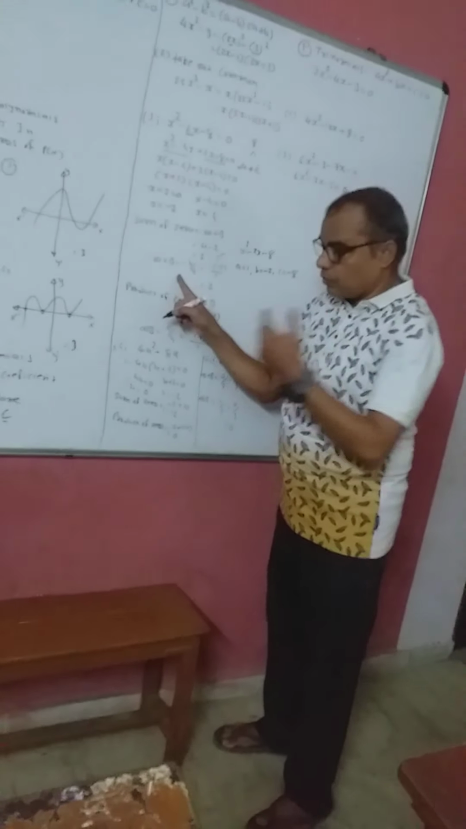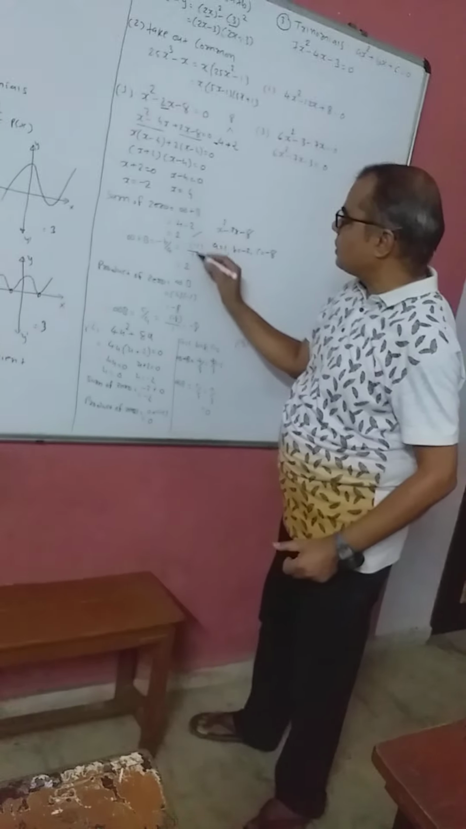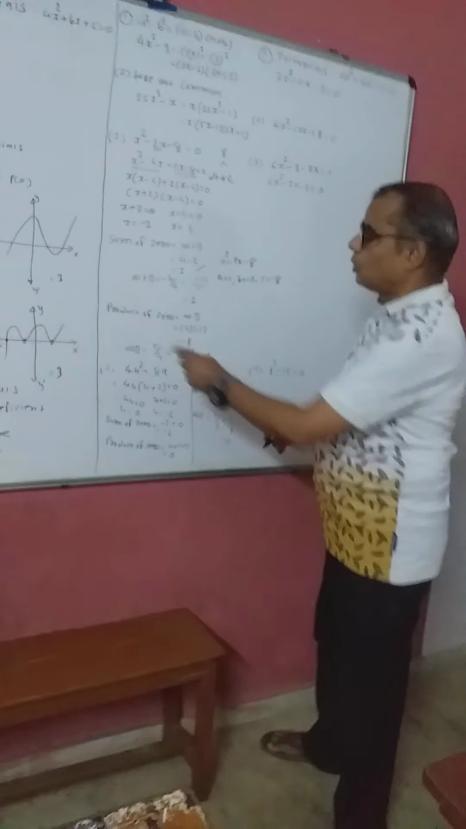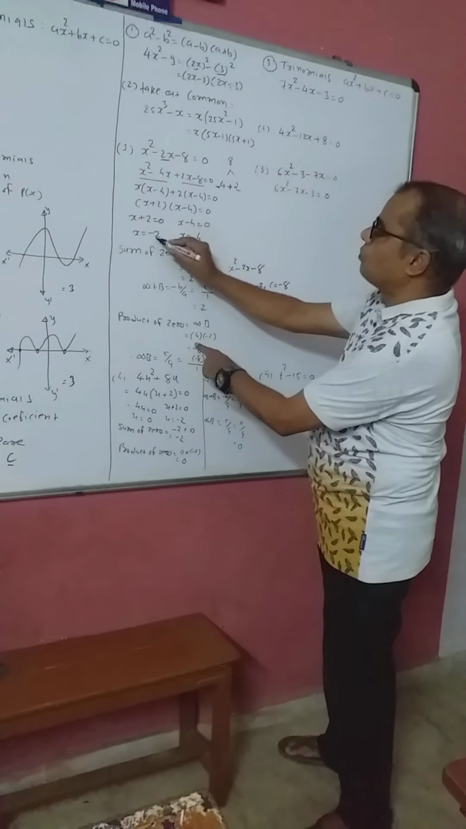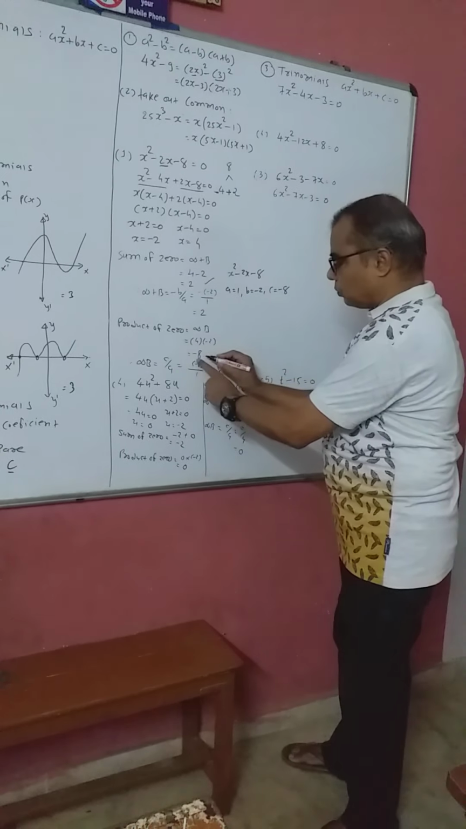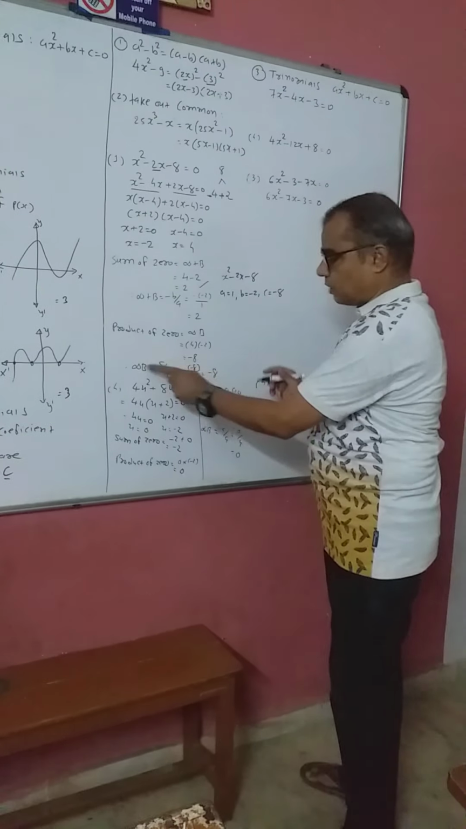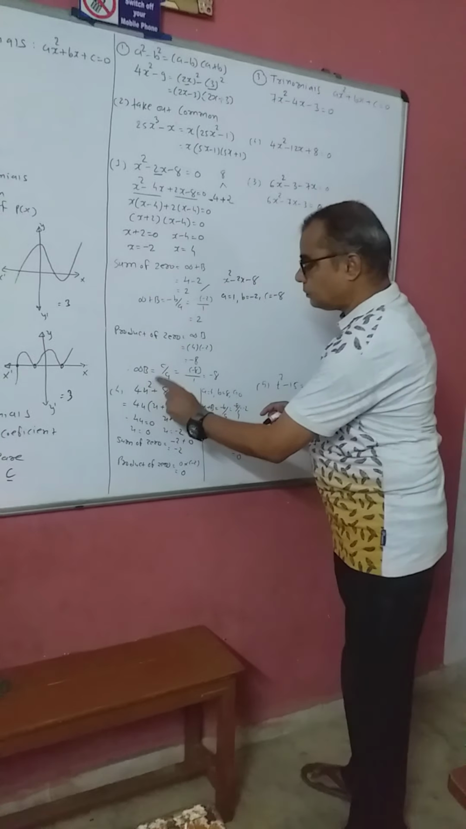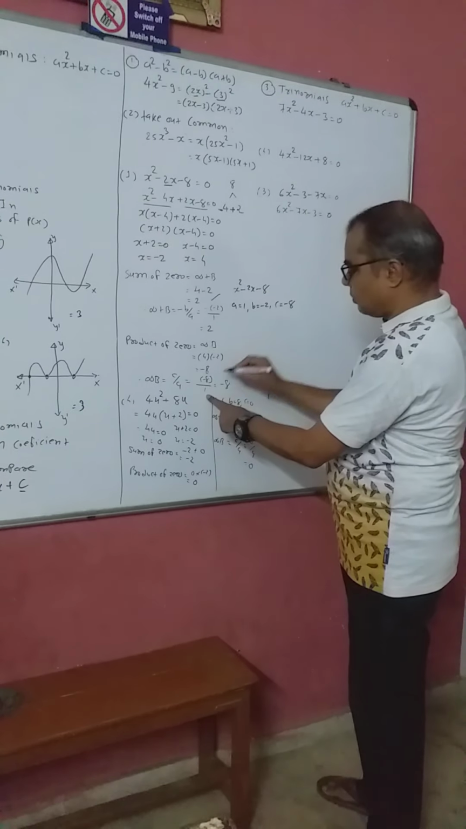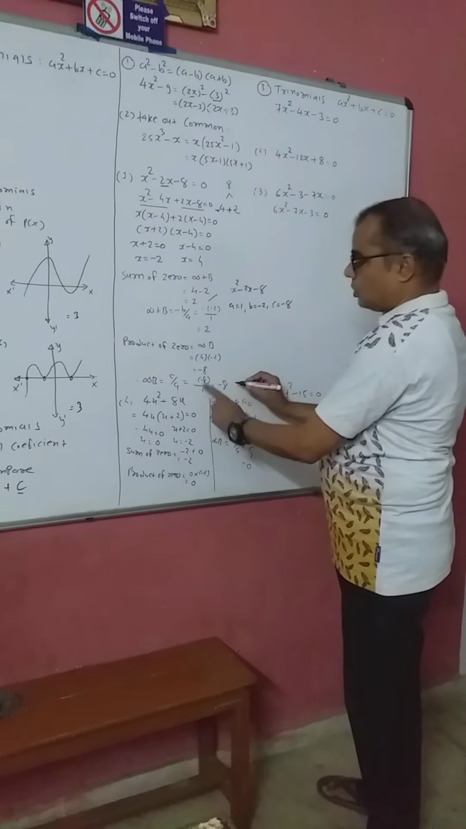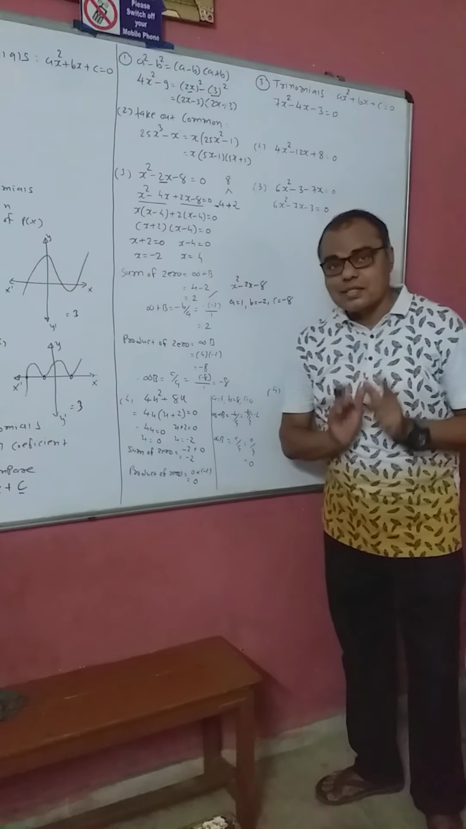So the question was, check out this. So the answer is same. Now second, product of zeros. Product of zeros means alpha beta. Alpha beta means what? 4 and 2. So 4 into 2, 4 2s are 8, minus 8. Now check with this formula, c by a. C is minus 8 and a is 1, minus 8 by 1 is minus 8. So both answers are same. Correct? So the condition is satisfied.